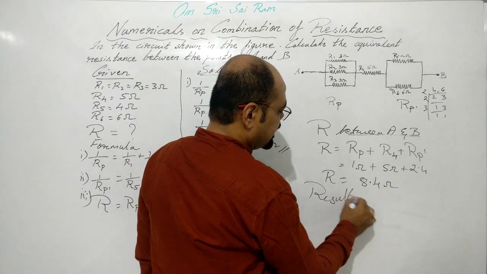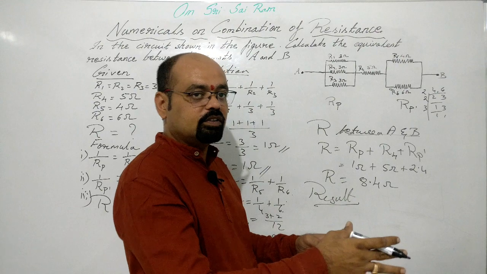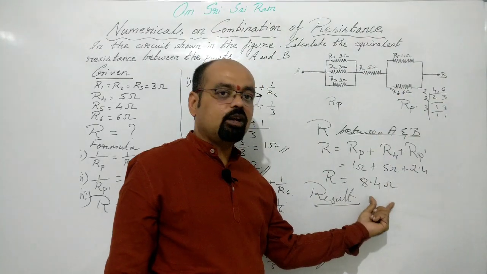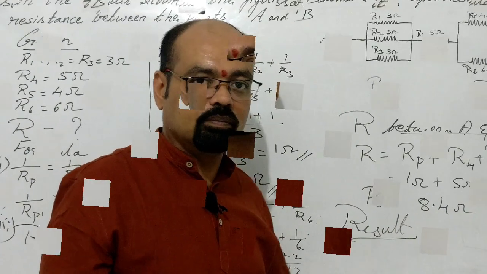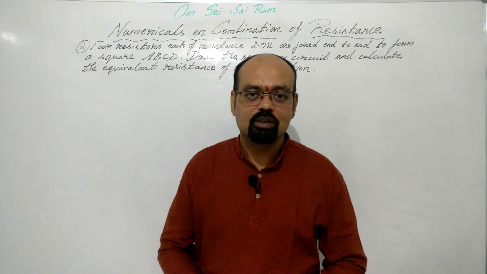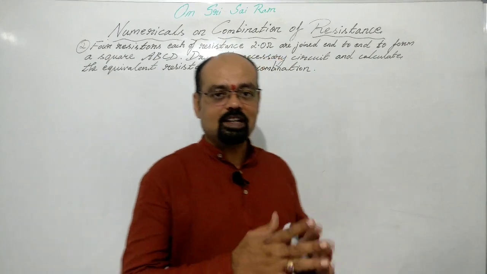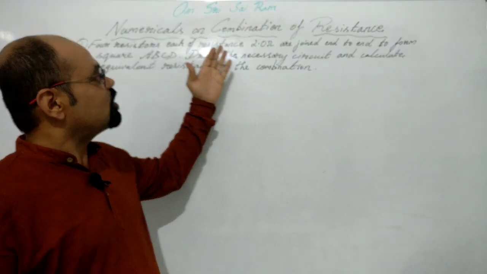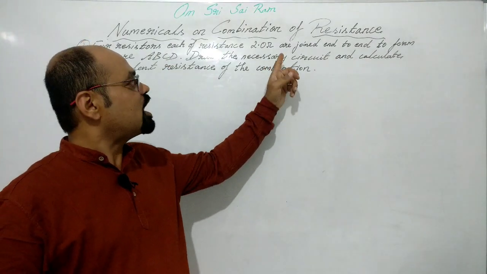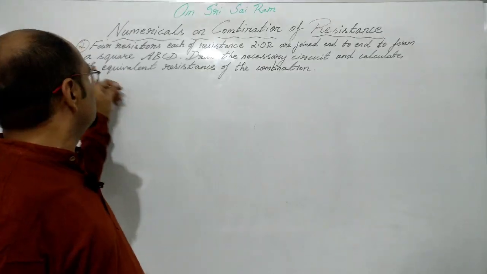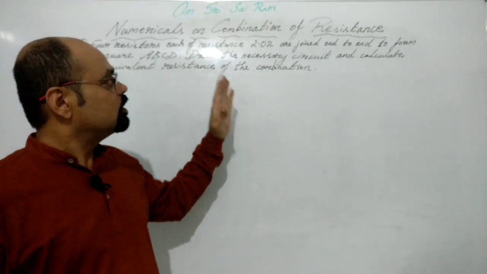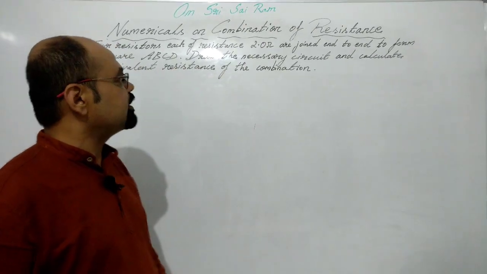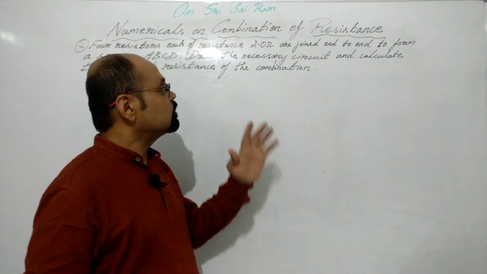The result you have to write here is: therefore the total resistance or equivalent resistance between A and B is 8.4 ohms. Now let's move on to the second numerical on combination of resistance. Here's the numerical. 4 resistors, each of resistance 2.0 ohms, are joined end to end to form a square ABCD. Draw the necessary circuit and calculate the equivalent resistance of the combination. So this is the question.